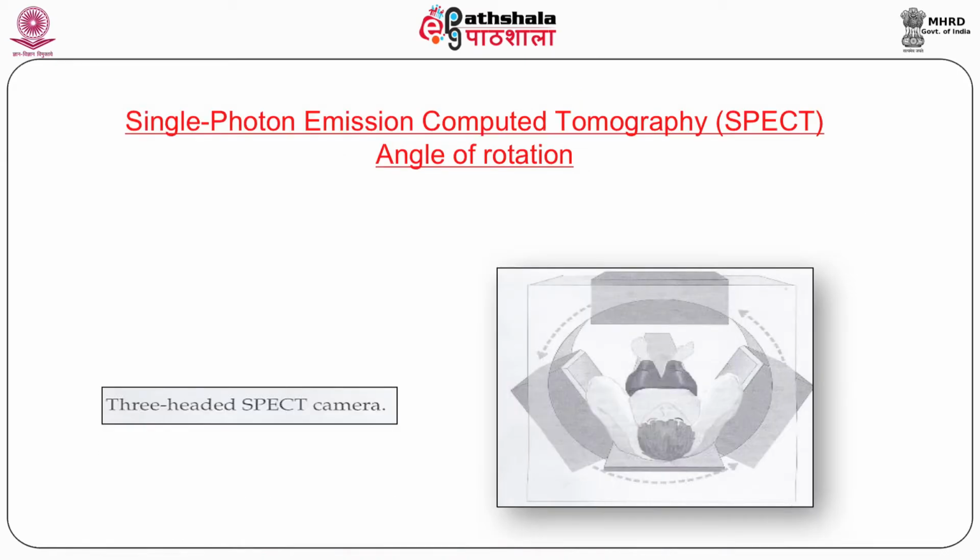Now this is a triple head camera. As I showed you a dual head camera in the previous presentation, I also showed you a single gantry, donut typed. For the angle of rotation, you see each detector has to rotate 120 degrees to complete the 360 degree rotation. This is again a SPECT.